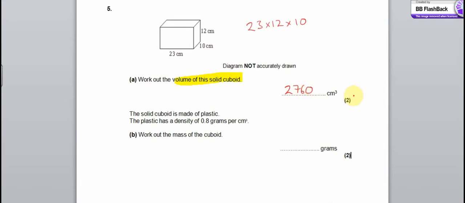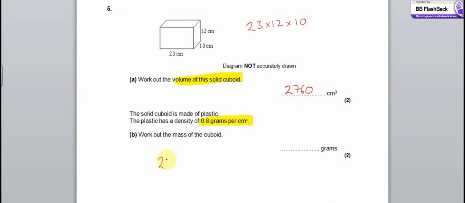Okay, that's pretty boring. Now we get to the difficult bit. The solid cuboid is made of plastic. The plastic has a density of 0.8 grams per cubic centimetre. Work out the mass of the cuboid. So you have to be able to link mass, density and volume, and this is pretty straightforward. Every cubic centimetre weighs 0.8 grams. How many cubic centimetres do we have? Well, we've got 2,760 cubic centimetres.